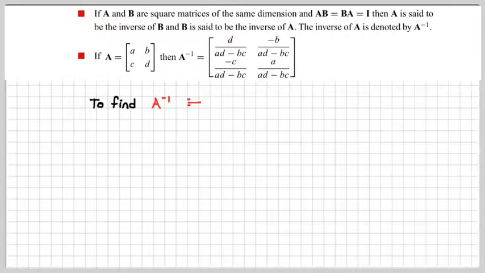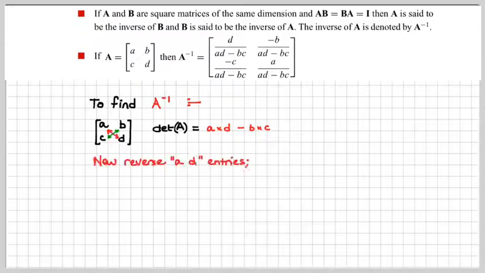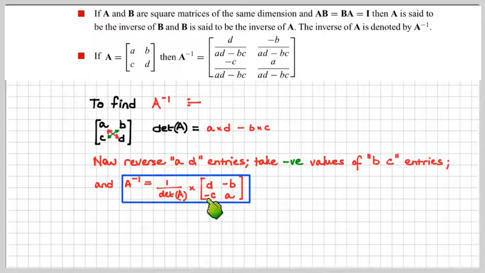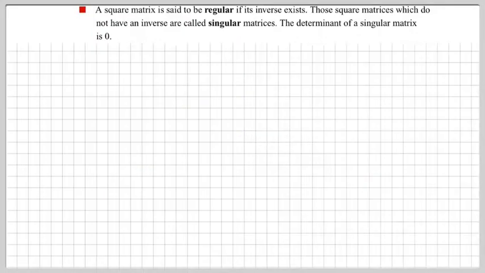Now, I've explained it all here for you so you can have a look. To find the inverse of A, you find the determinant, which is AD minus BC. That's that one, minus that one. Now you reverse the A and the D entries, take the negative of the B and the C entries, and then whatever you're left with in that square bracket, you divide the whole matrix by the determinant, and that's your inverse. Some might say perverse. It looks like it, doesn't it? It's so complicated, but it's just the inverse, right?